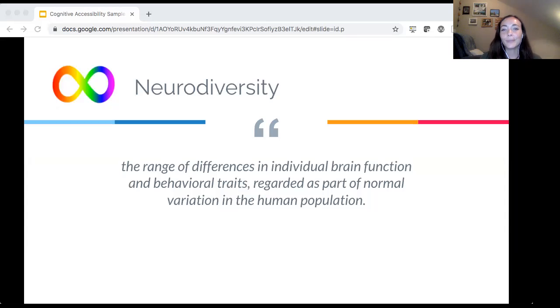So this is where I'm proposing the term and framing of neurodiversity, and this is where I think it's the most helpful. So neurodiversity refers to the range of differences in individuals' brain function and behavioral traits. This term was first coined by people on the autism spectrum, but it can be applied broadly to people who have intellectual and developmental disabilities, as well as people who have neurological disorders that can cause acquired cognitive impairments. So the framing of neurodiversity really just helps us to realize the range of human abilities that people bring to the table.